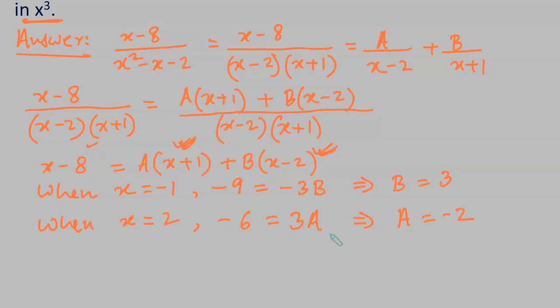So we have found the two values, one for A and one for B. Therefore, we can write our given rational function, x minus 8 over x square minus x minus 2, as negative 2 over x minus 2 plus positive 3 over x plus 1. And now we will be expanding these two terms separately and adding them.